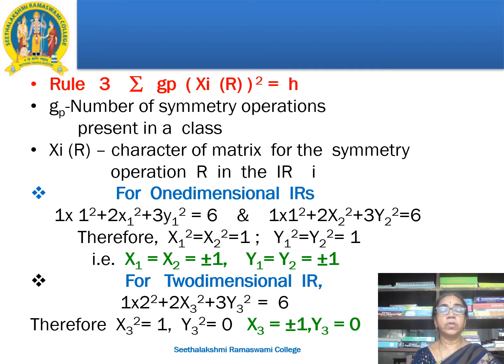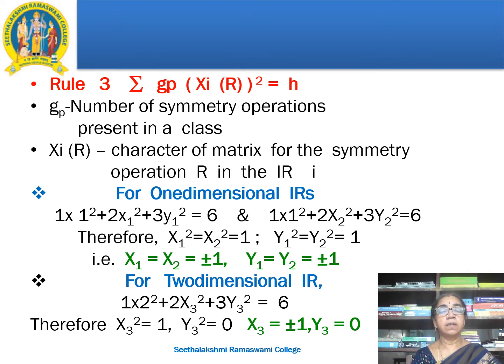On solving these two equations, the values of x1 square and x2 square are obtained as 1, and the values of y1 square and y2 square are obtained as 1. Since the squares are 1, the value of x1 may be plus or minus 1 and the value of x2 also may be plus or minus 1. Similarly, the values of y1 and y2 may be +1 or -1.